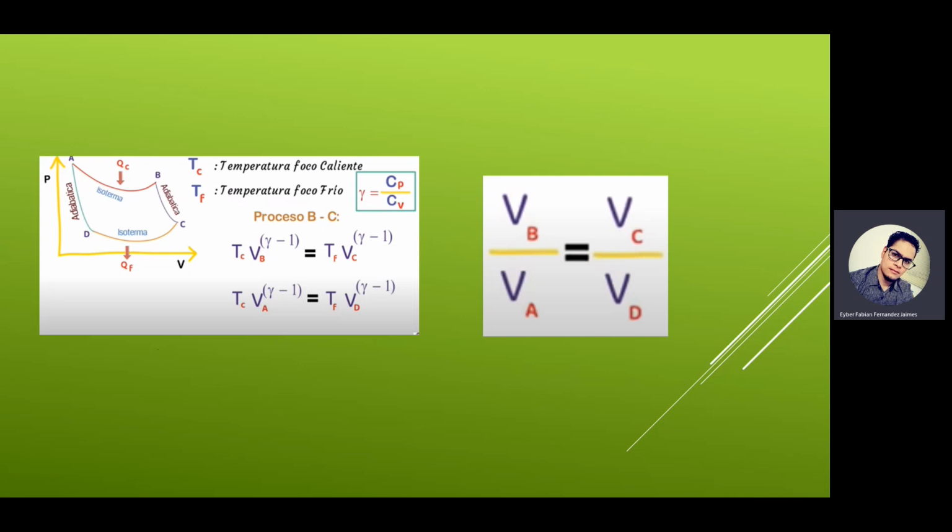Dividing the two expressions, canceling the temperatures and taking the root of gamma minus 1, VB over VA equals VC over VD. We obtain the relation between volumes.